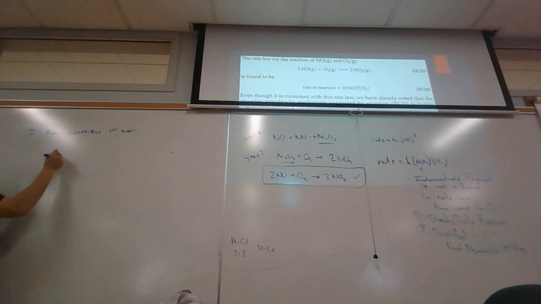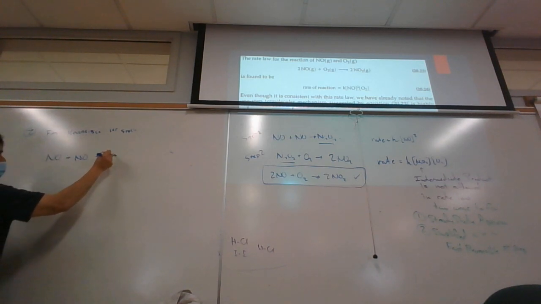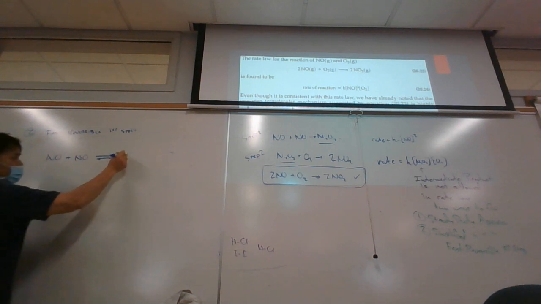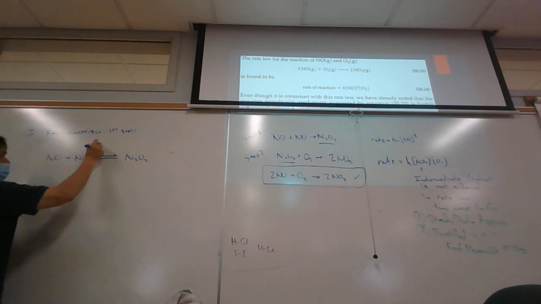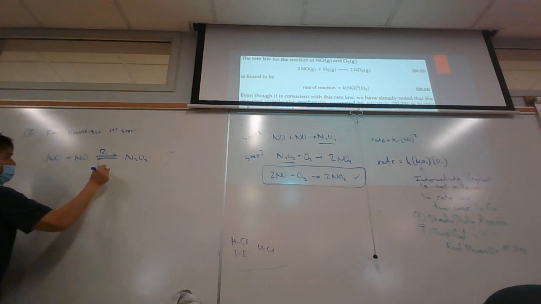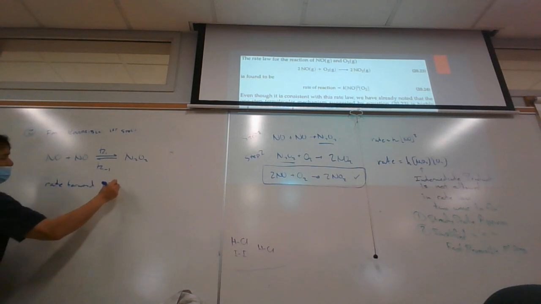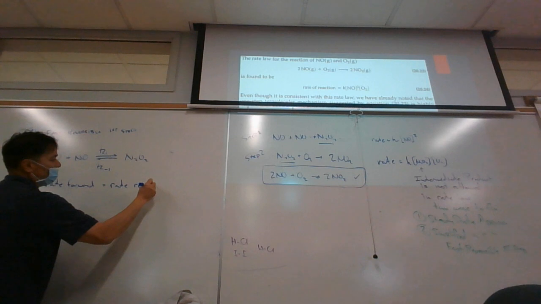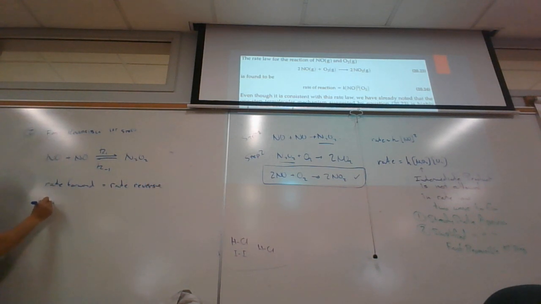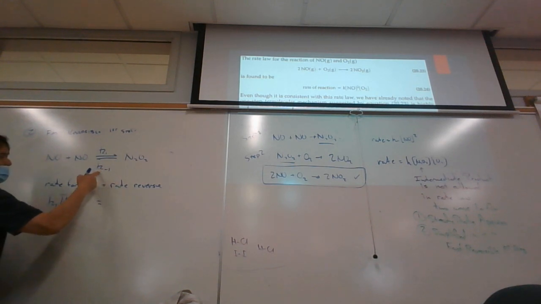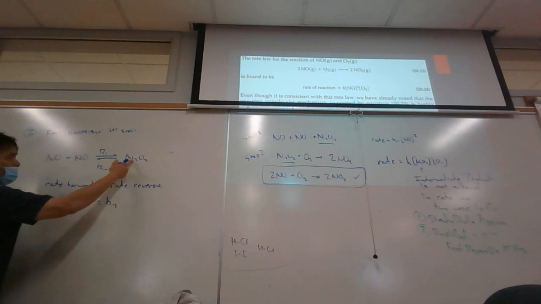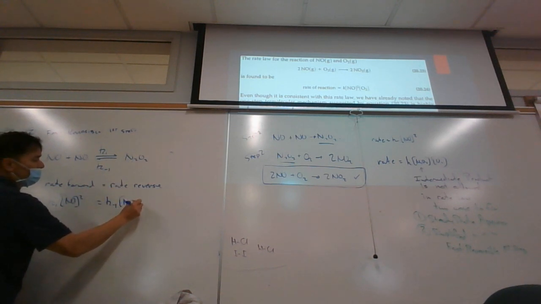So if I go back to step one is NO plus NO. It's fast and reversible, so I'll draw 2 arrows like this. It's going to yield N2O2. For the forward rate, we'll call it K1. The reverse rate, we'll call K minus 1. And so in the fast reversible simplification, what we do is we say that the rate of the forward reaction is equal to the rate of the reverse reaction. And so the rate of the forward reaction is just K1 times the NO squared. The rate of the reverse reaction is K minus 1 times the N2O2 to the first.